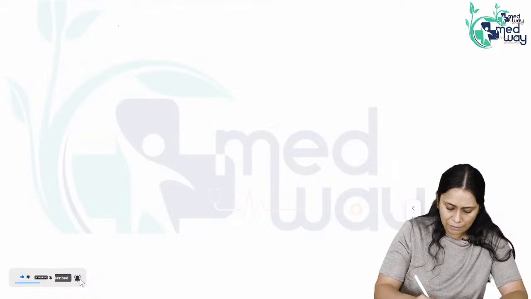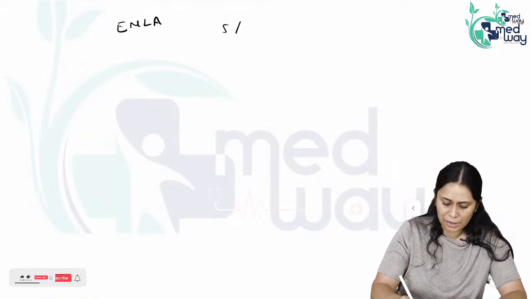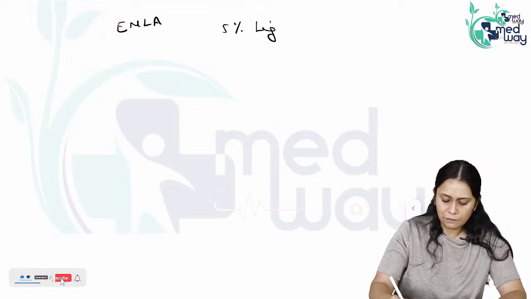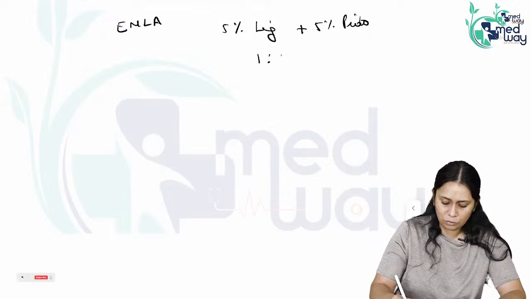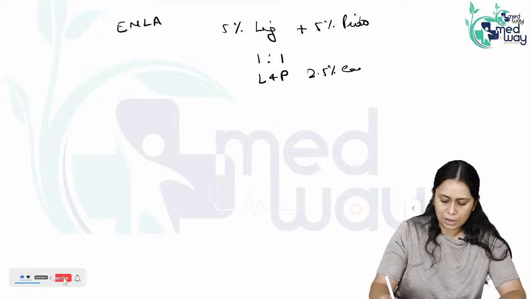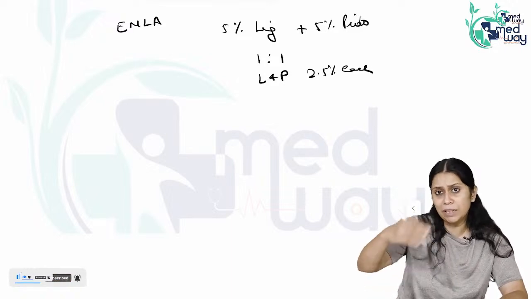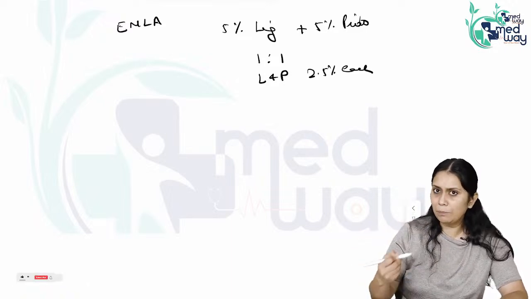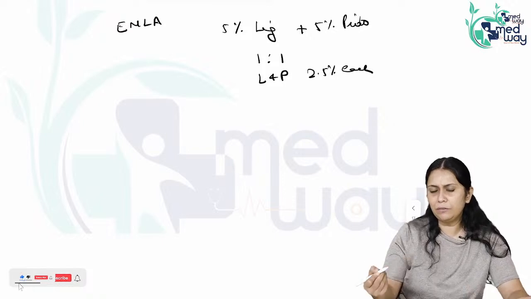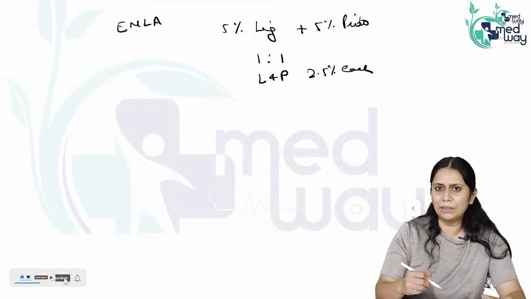So Emla, as I said, is a eutectic mixture of local anesthetic. In this we mix 5% ligno with 5% prilo. So now in Emla we have 1:1 ligno and prilo, 2.5% each. The concentration will be halved because they are mixed in equal amount. We apply it on the skin surface, leave it for a minimum of 60 minutes, then come back and do the procedure.